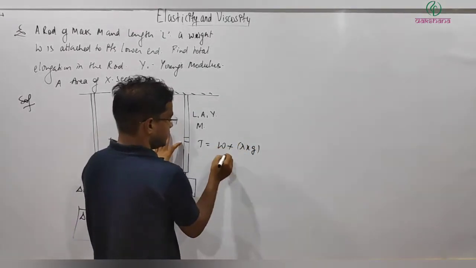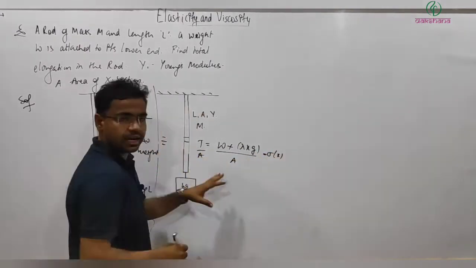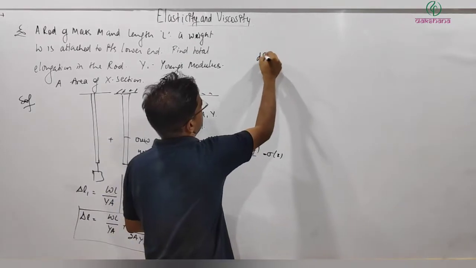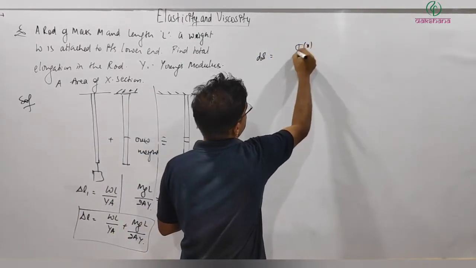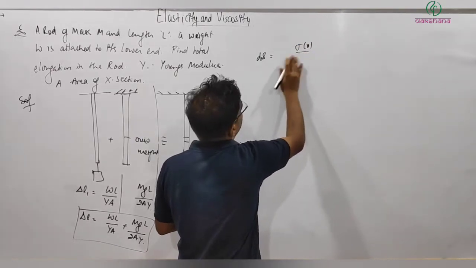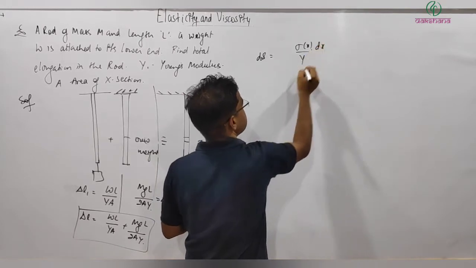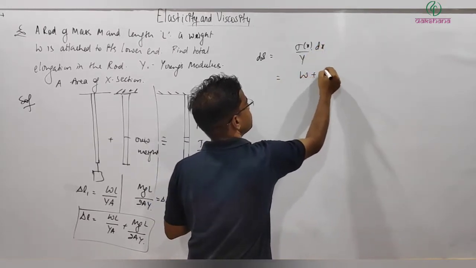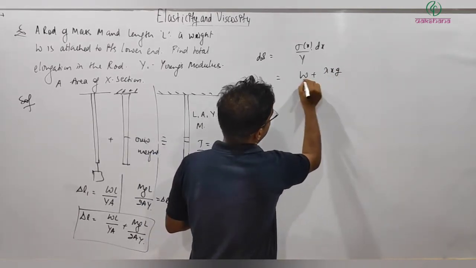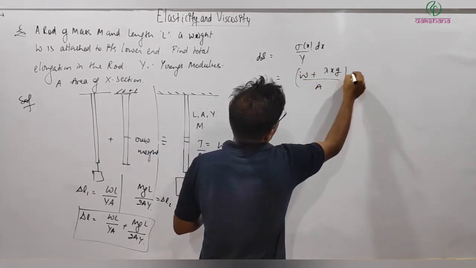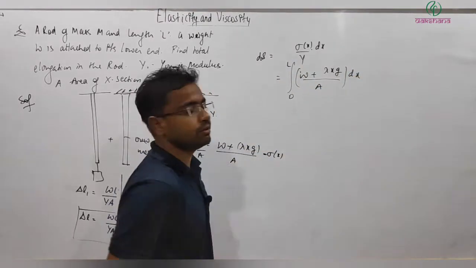Then this is the tension divided by area, which will be the stress, and then again you will write d delta is equal to what? This is equal to sigma x divided by area, basically divided by Y into dx. Substituting, this is W plus lambda xg divided by total area multiplied by dx, integrating 0 to L, and check, we will get still the same result.